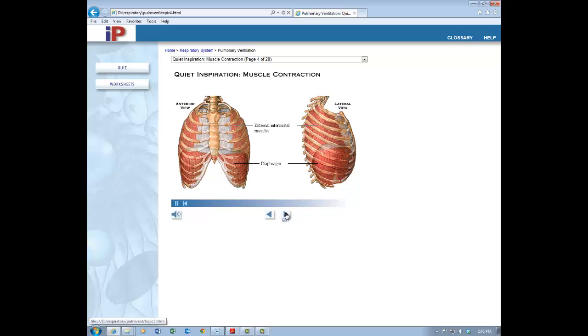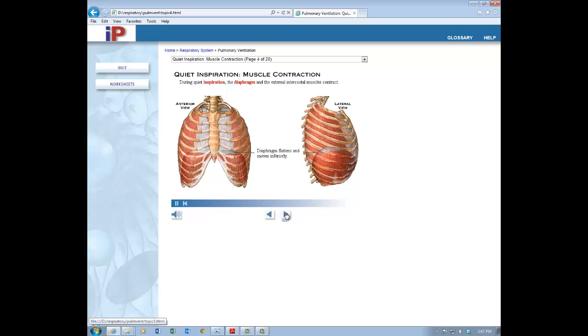During quiet inspiration, the diaphragm and the external intercostal muscles contract, slightly enlarging the thoracic cavity. Notice how the diaphragm flattens and moves inferiorly, while the external intercostal muscles elevate the rib cage and move the sternum anteriorly. These actions enlarge the thoracic cavity in all dimensions.